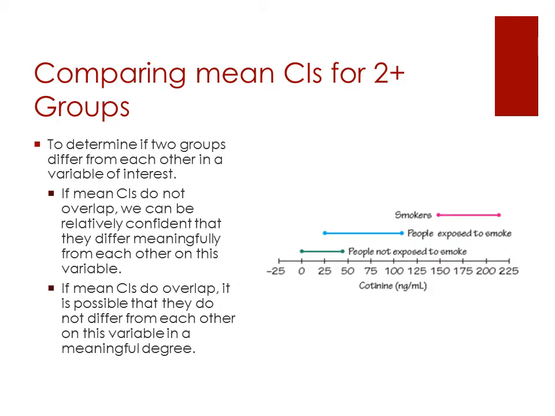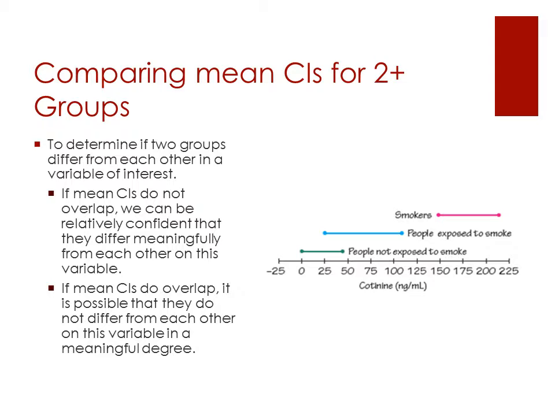So here we can see some data pulled from a study looking at cotinine. Now this is a chemical that is used as a marker for exposure to tobacco. So if we're going to be looking at this, you would be able to use it to determine if the person has been exposed to tobacco.